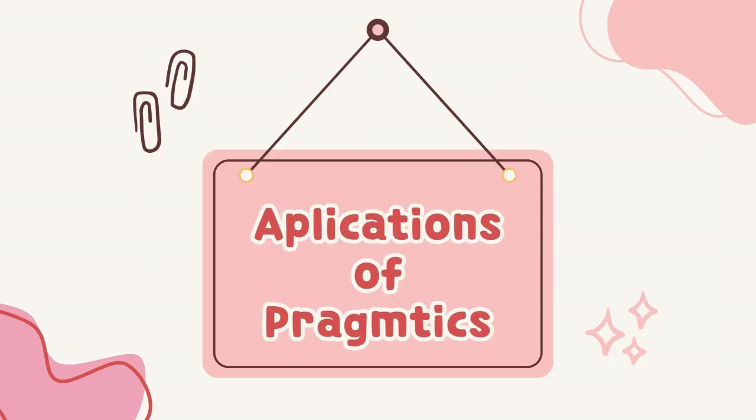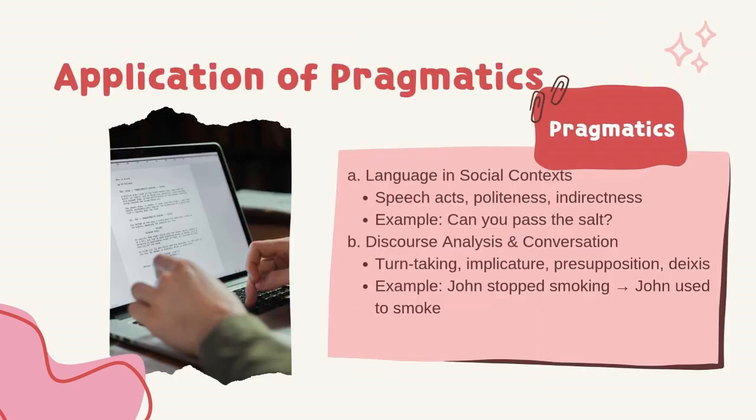Moving on to the next material, applications of pragmatics. A. Language use in social contexts. Pragmatics is used in understanding how language is used in different social settings. People often say things indirectly, use politeness strategies, or imply meanings rather than stating them explicitly. Pragmatics helps us understand speech acts, functions of language, such as requesting, apologizing, and promising. For example, the question, "Can you pass the salt?" is not a query about ability, but a polite request.